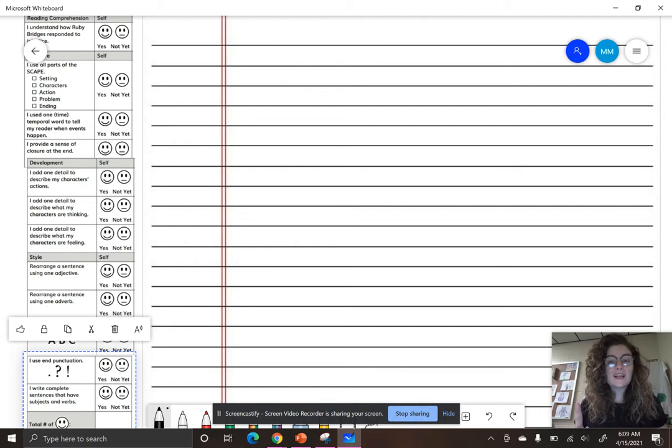Now, remember, we are writing about the event when Ruby stopped in the middle of the crowd. So, look at your scape chart, look at your setting and your characters. Start by thinking about that. Think about a temporal word you can start your writing with. What is a time word you could start with? Today, right now, I am going. Also, remember, you are writing from Ruby's perspective. So you are going to be using words like I, me, we to complete this writing task.